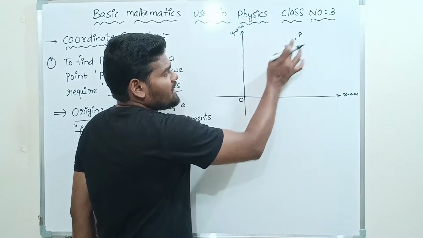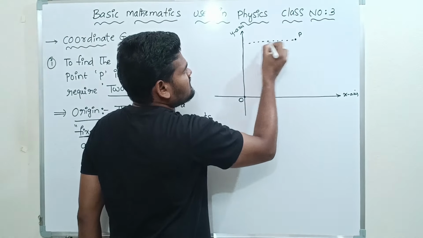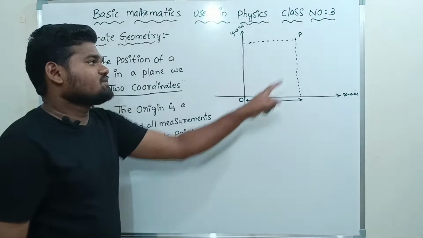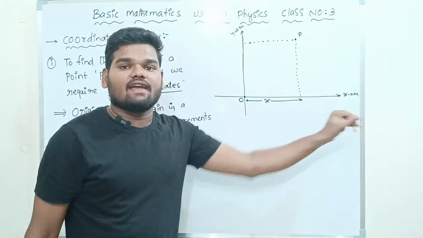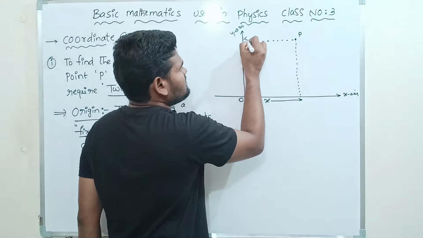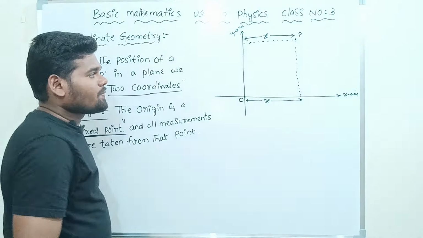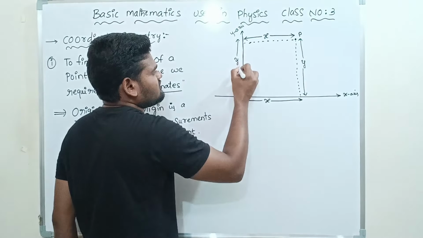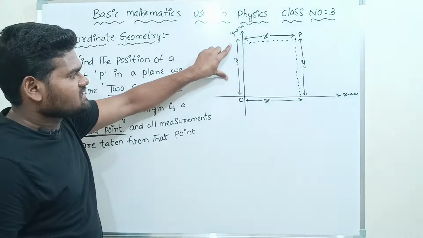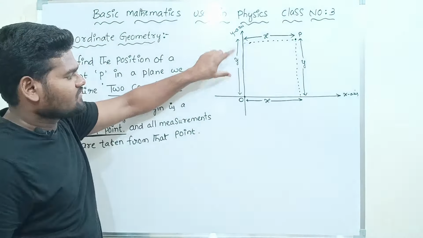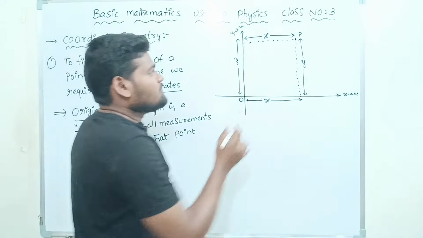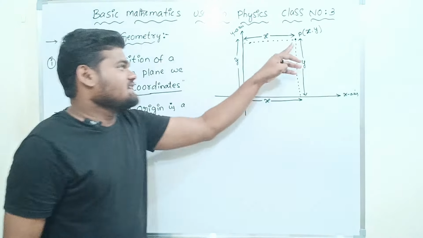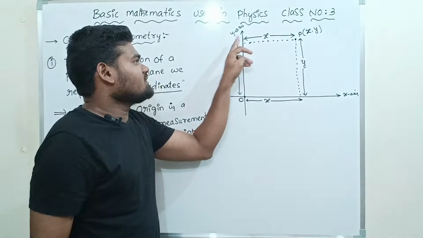Right, let us consider this point P is at a distance x from the origin along the x-axis. And if this is x, then this is also x. Is it clear? And this point P is at a distance y from the origin along the y-axis. If this is y, then this is also y. Now the position of this point P is given by x comma y. It is at a distance x along the x-axis and y along the y-axis.